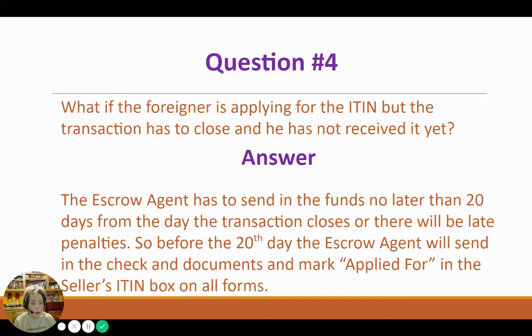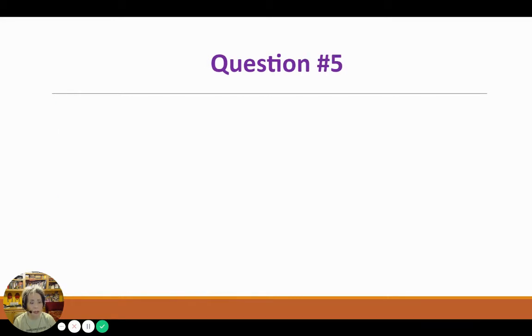So before that 20th day, the escrow agent will send in the check along with all the documentation. And on the documentation, where there's a form, where there's a box that asks for the seller's ITIN number, it will be marked applied for and sent off. This way, the IRS will know that you are in the process of applying for it.